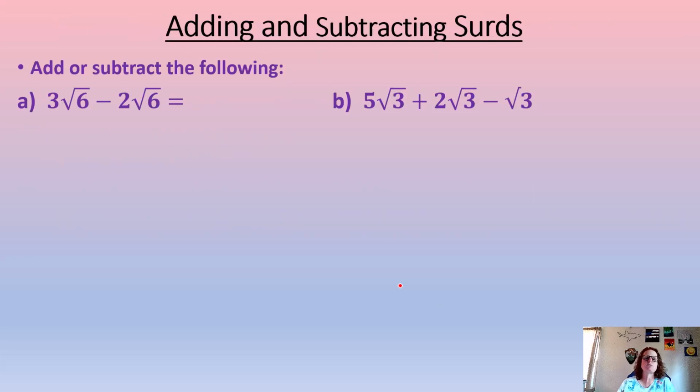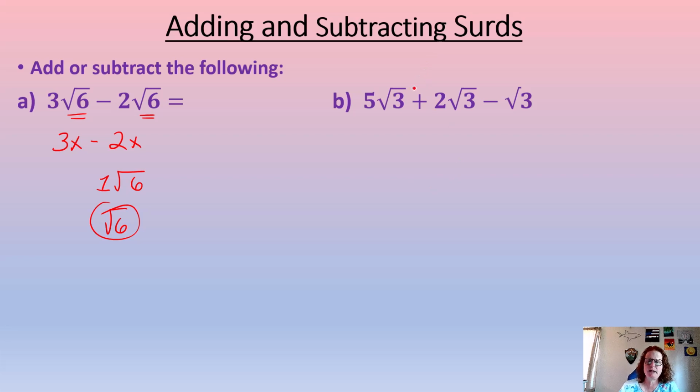So here's our first couple of problems. We're going to add or subtract the following. Now, in order to do this, the radicals have to be the same. Square root of 6 is a surd, because if I take the square root of 6, I get an irrational number. You can actually think of it like writing it like this. It's the same thing. Square root of 6, square root of 6, they're the same. I have 3 of them. I take away 2 of them, so I have 1 square root of 6 left over. Remember, we don't usually write the 1, so your final answer should be square root of 6.